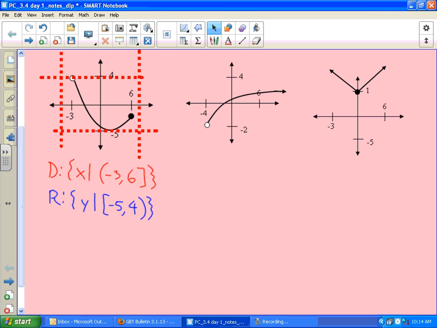Do you have to write the x such that, or can you just write the domain? Yeah, this is more of a formal way. So if you just want to write domain and then from -3 to 6, is that what you're asking me? That's okay.